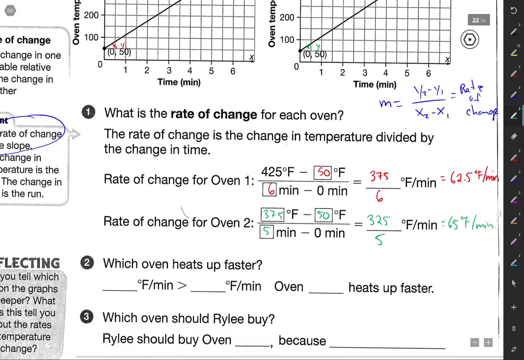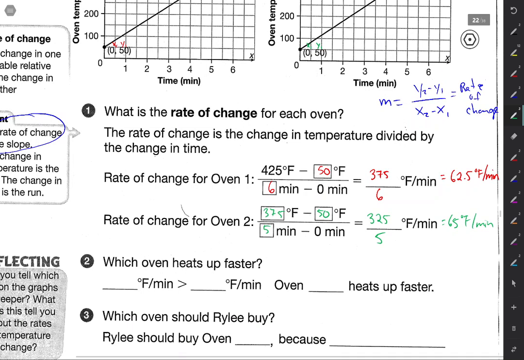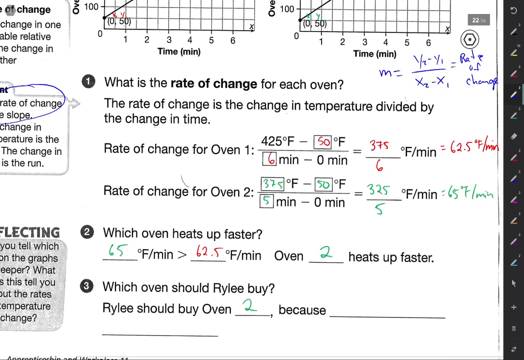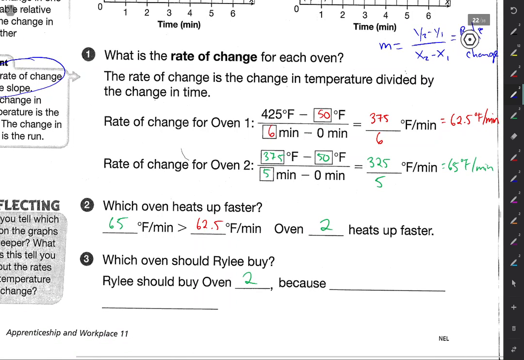So in question 2, it says, which oven heats up faster? Well, 65 degrees Fahrenheit per minute is greater than 62.5 degrees Fahrenheit per minute. Therefore, oven 2 heats up faster. So which oven should Riley buy? Well, Riley should buy oven number 2 because it heats up 2.5 degrees faster per minute.